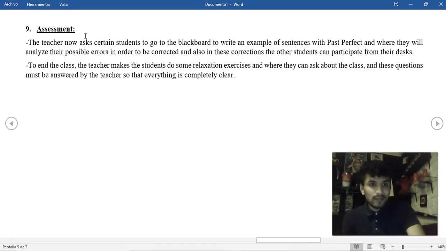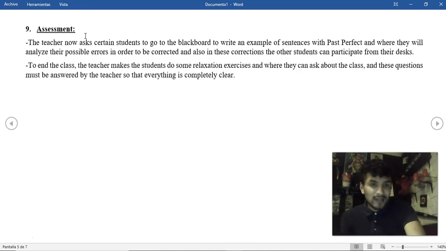The assessment: the teacher now asks certain students to go to the blackboard to write an example sentence with the past perfect, and they will analyze the possible errors in order to be corrected, and also in these corrections the other students can participate from their desks. I can say that in this activity I can work with the whole class.